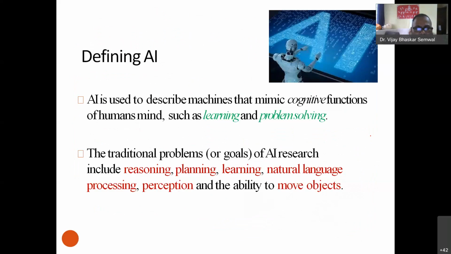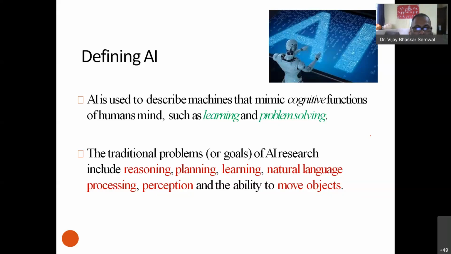Defining AI. Already I discussed sense, plan, and act. AI is used to describe machines that mimic cognitive function. That means cognitive robotics is an evolving area. The human behavior, the human brain, we have to map. So AI is used to describe machines that mimic cognitive functions of the human mind, such as learning, problem solving, playing games, and planning, smart optimizing techniques, smart path planning. All sorts of things which the human mind has to do. If any agent is able to solve these, whether we are playing chess or soccer, at that time also we require optimized behavior.